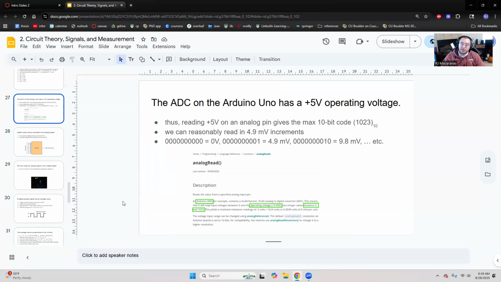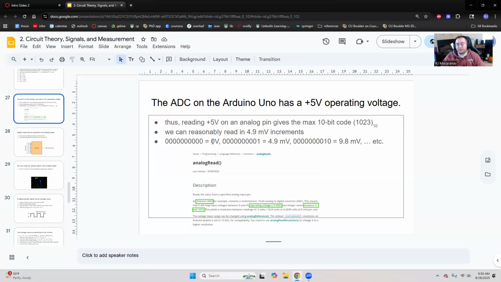So we also need to talk about what an operating voltage is for these ADCs. The operating voltage gives you the range of the ADC, in terms of the resolution steps, right? So a unit step in this case, going from 0 to 1, corresponds to a voltage of 4.9 millivolts when we get to 1.